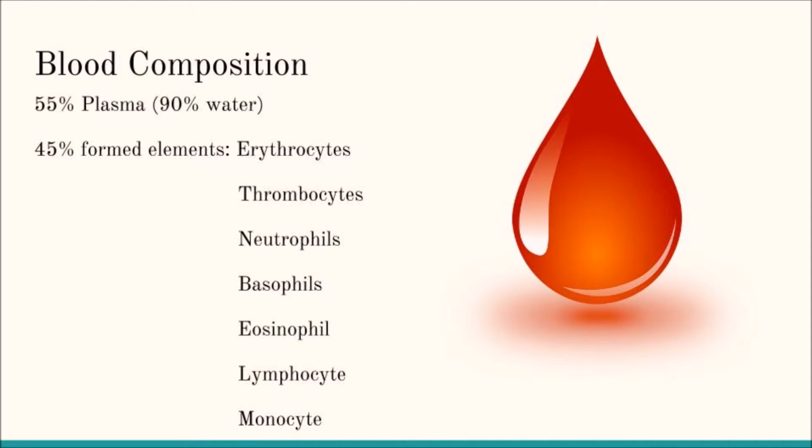Blood is made up of 55% plasma and 45% formed elements. The elements include erythrocytes, which are red blood cells that are produced in the red bone marrow. They contain hemoglobin, which is a complex protein composed of a protein molecule called globin and the iron compound called heme. It carries both oxygen and carbon dioxide.